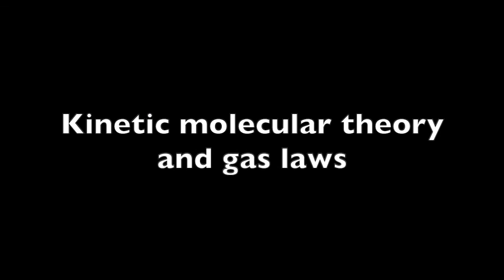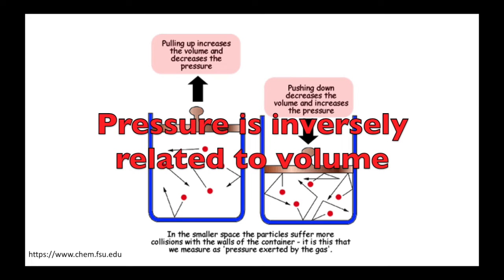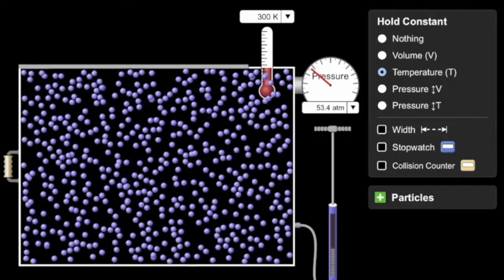Now let's take a look at how kinetic molecular theory relates to the gas laws. We'll start with Boyle's law. Pressure is inversely related to volume and vice versa. If the volume decreases, but the temperature and the number of moles are held constant, the pressure will increase. What's happening on the molecular level?